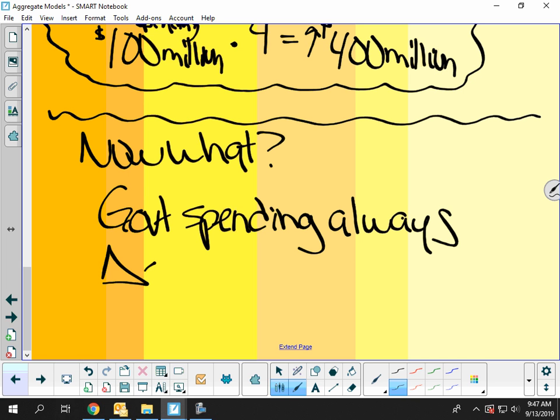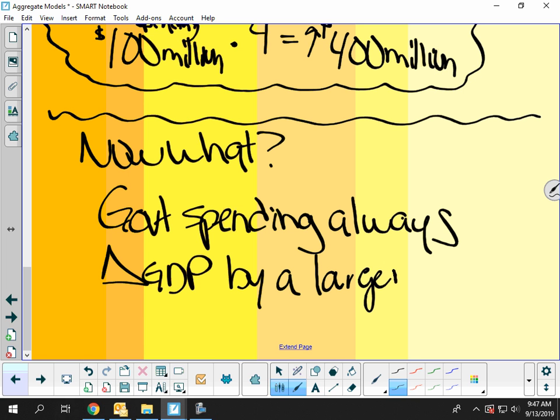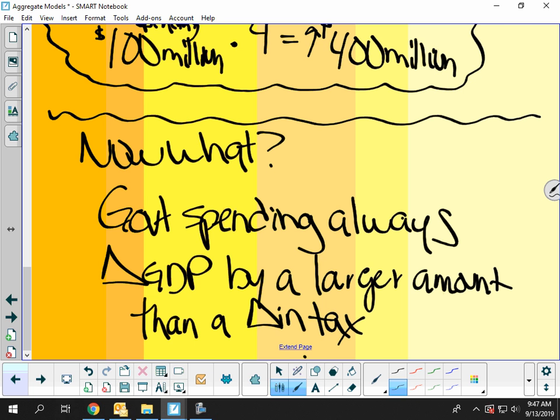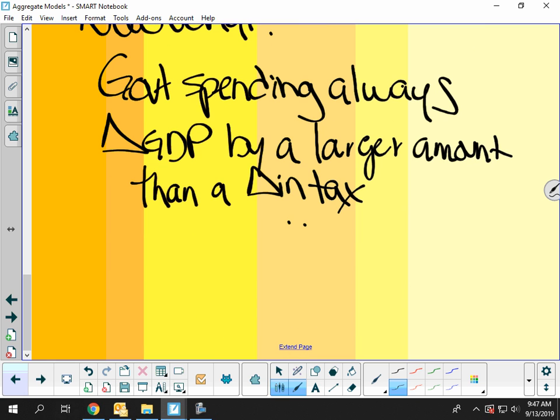Always changes GDP by a larger amount than a tax change. And the reason behind that is because KS, the spending multiplier, is always larger than KT. No matter the MPC or MPS, I can give you millions of MPCs and MPSs. KS always is greater, one more greater. And the tax multiplier will always be less, one less greater.